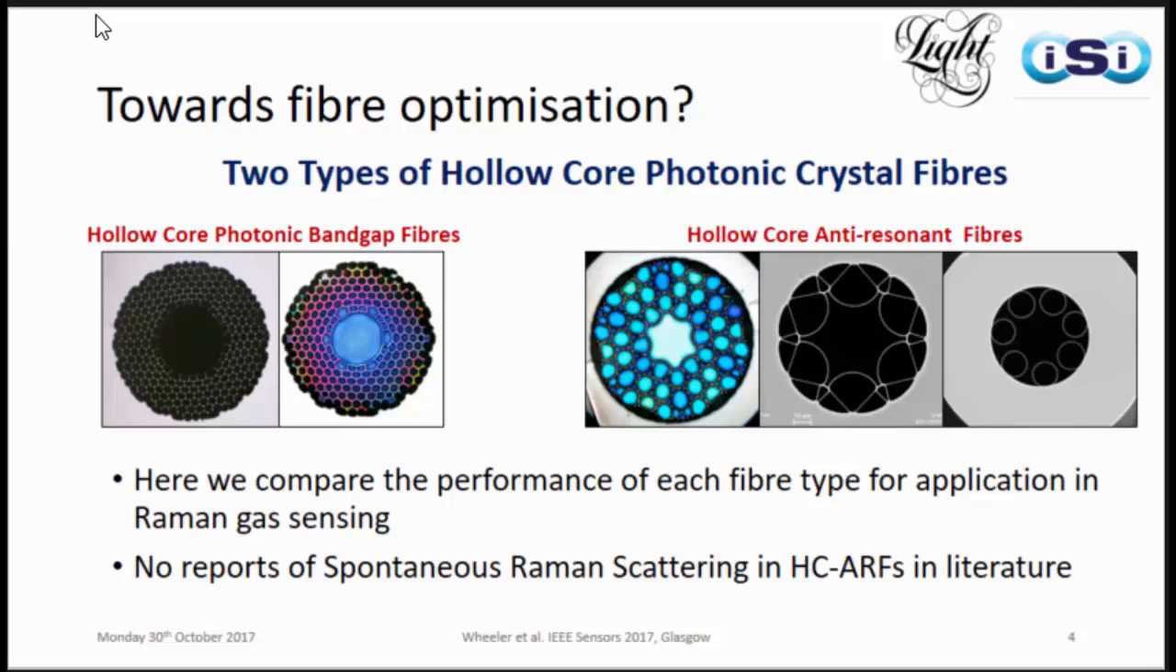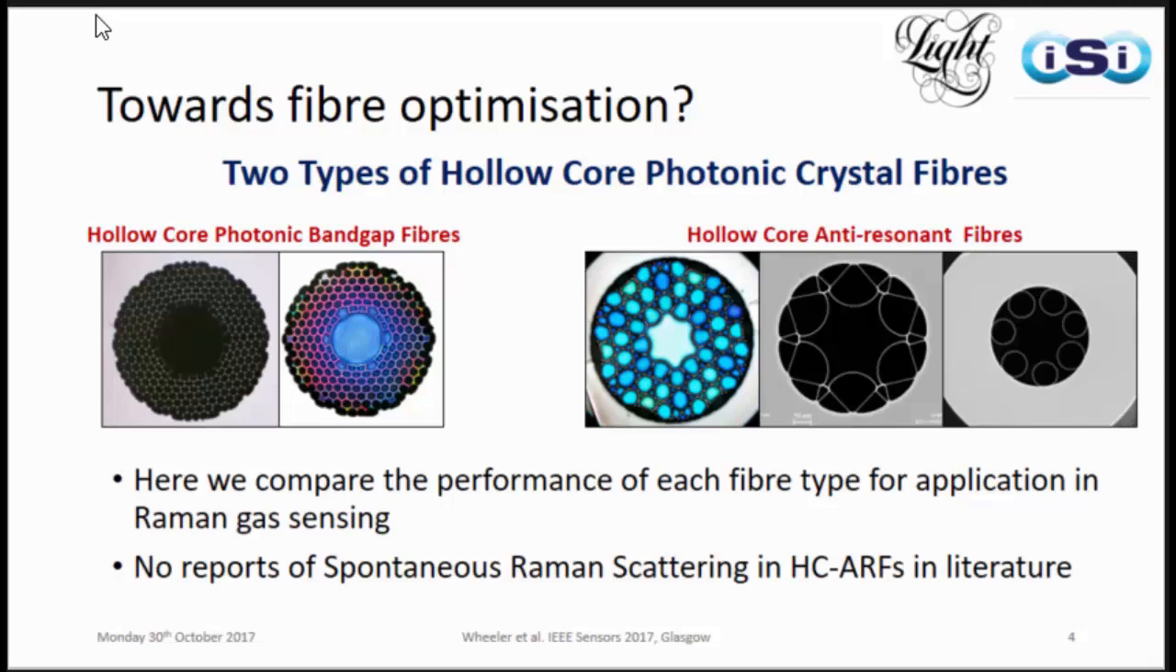So on the left, we have the more well-established hollow core photonic bandgap fibres, in which all the previous measurements for spontaneous Raman scattering have been carried out. And on the right is a second family of fibres called hollow core anti-resonant fibres. And these 2 groups are distinguished by their guidance mechanism.